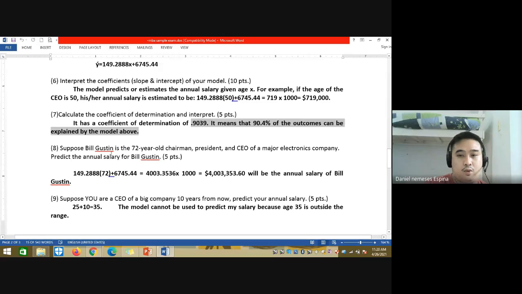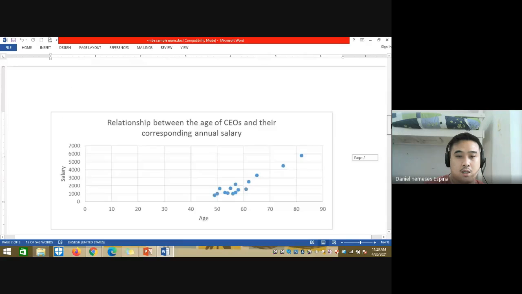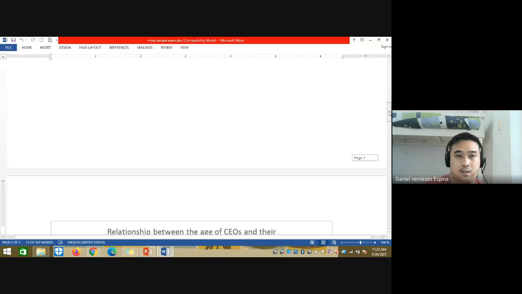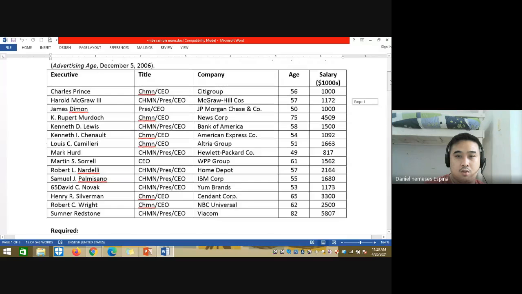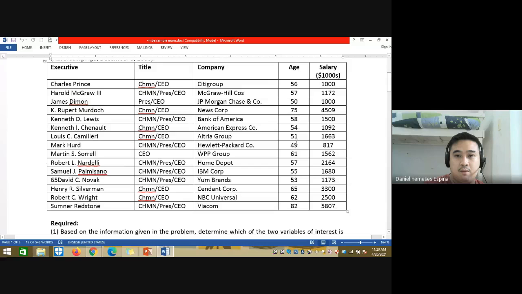So suppose you are a CEO of a big company 10 years from now, predict your annual salary. So for example, if you are 25 years old, so 10 years from now you will be 35. So take note that our scatter diagram started only at age, I think the youngest here is 49. So ang 35 nga age is not within the relevant range.